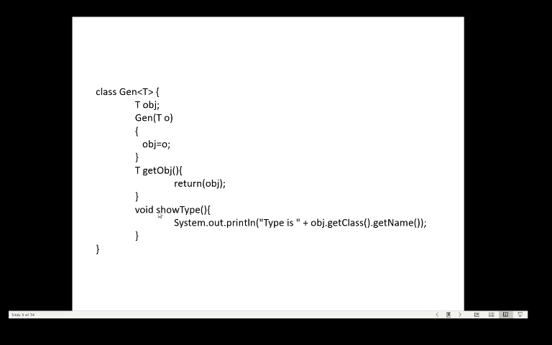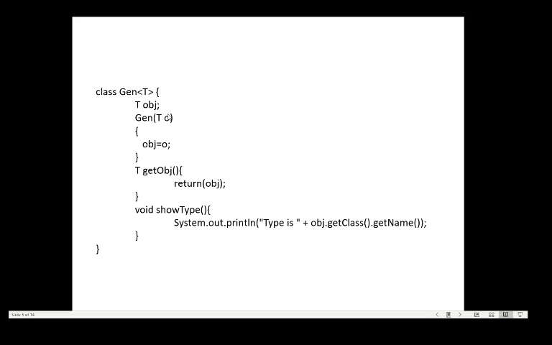Then there is another method called showType. In showType, we are simply printing whatever the type is. So the type is obj.getClass().getName(). Whatever the class of obj is, getName will return me the name of the data type.